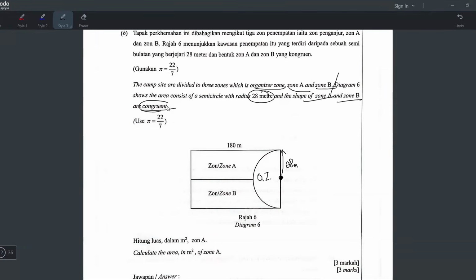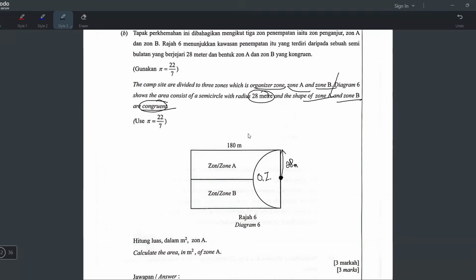Okay, in meters. And the shape of zone A, zone B are congruent. Okay, congruent means same shape, same size. So zone A dengan zone B ni dia punya size exactly the same. Yeah, exactly same thing, same size. Okay, and then use pi 3.142. Okay, calculate area in meter square of zone A. Nak cari area sini. Okay, macam mana nak cari?